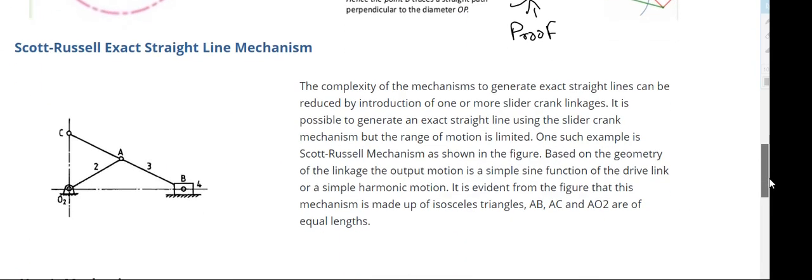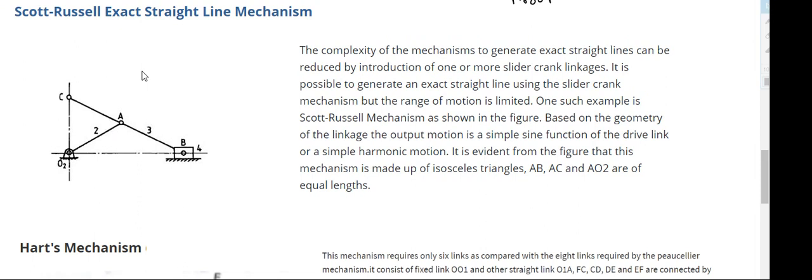Second one is Scott-Russell mechanism. So Scott-Russell mechanism is a simple mechanism. It generates an exact straight line. It is having a slider. So sliding pairs are there. This is a slider like a piston. It moves like this and this. So when it moves, the slider will produce a straight line. This is based on geometry. You don't have any mathematical explanation to this.